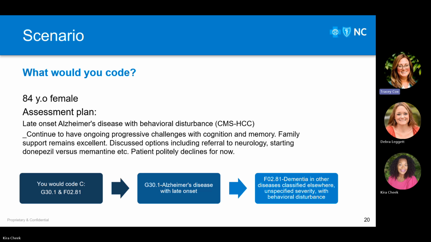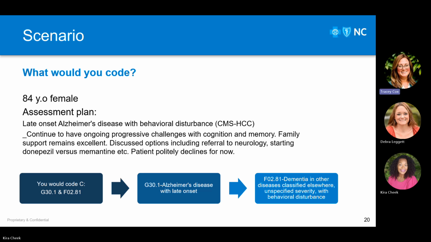Okay, we have an example here, a scenario. So what would you code? You have an 84-year-old female, and in the assessment and plan notes, the physician has documented late onset Alzheimer's disease with behavioral disturbance. And then their note says continue to have ongoing progressive challenges with cognition and memory. Family support remains excellent. Discussed options including referral to neurology, starting donepezil, Aricept versus Namenda. Patient politely declines for now.